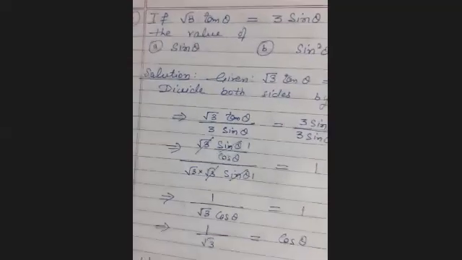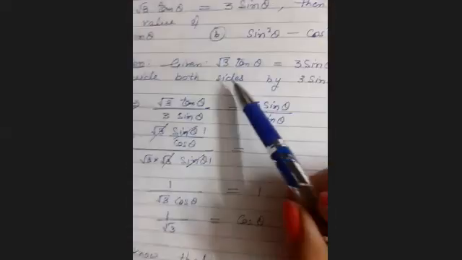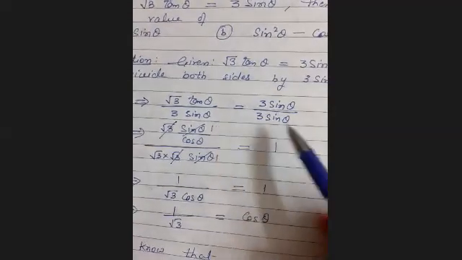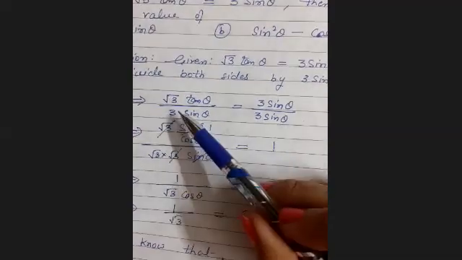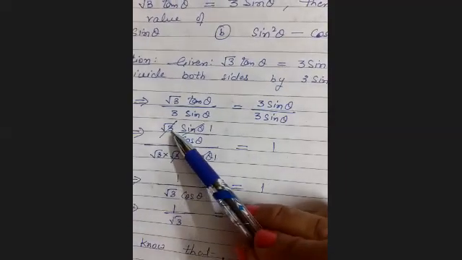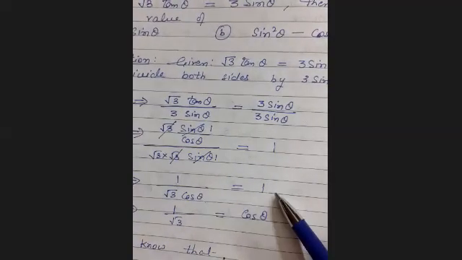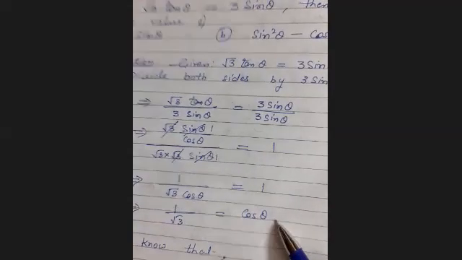And the question is, if root 3 tan theta equals 3 sin theta, then we have to find out the value of sin theta and sin square theta minus cos square theta. As it is given to you, root 3 tan theta equals 3 sin theta. Let us divide both sides by 3 sin theta. By dividing it, we are getting 1 here. And tan theta can be written as sin theta upon cos theta. You can write this 3 as root 3 into root 3. This root 3 sin theta can be cancelled with this root 3 sin theta. And what is left? 1 upon root 3 cos theta. And here it is 1. 1 by root 3 as it is. And cos theta we have taken on the other side.